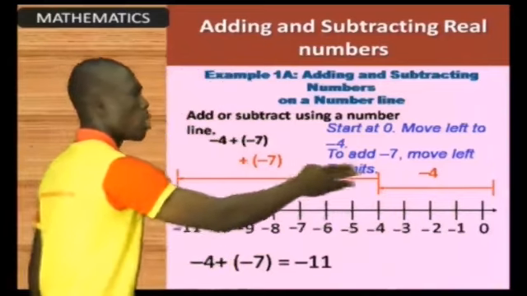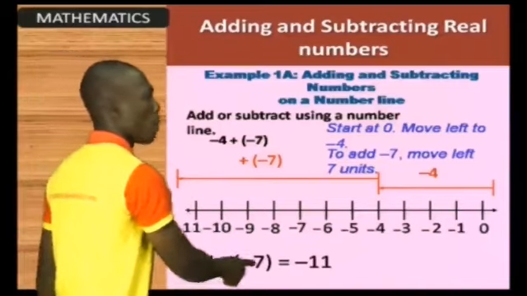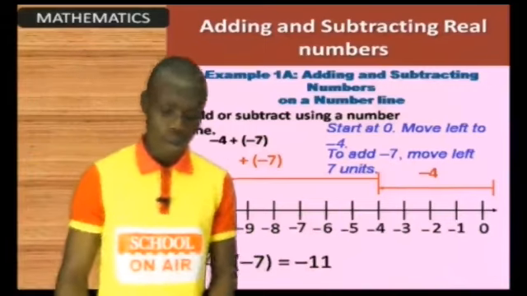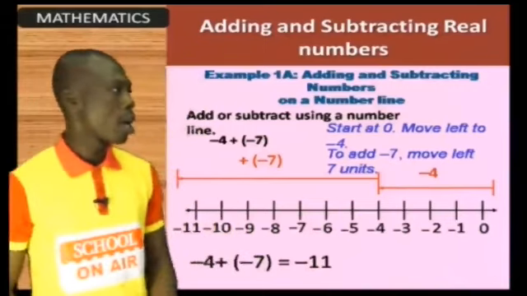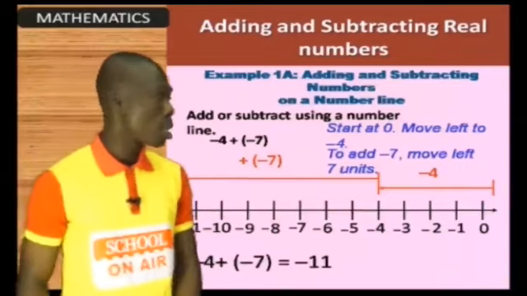So because all the movement has been to the left, we have our minus 4 plus minus 7 giving us a minus 11. All right, so that is how to carry out addition of a negative. We have carried out addition of negative numbers exactly in this one.